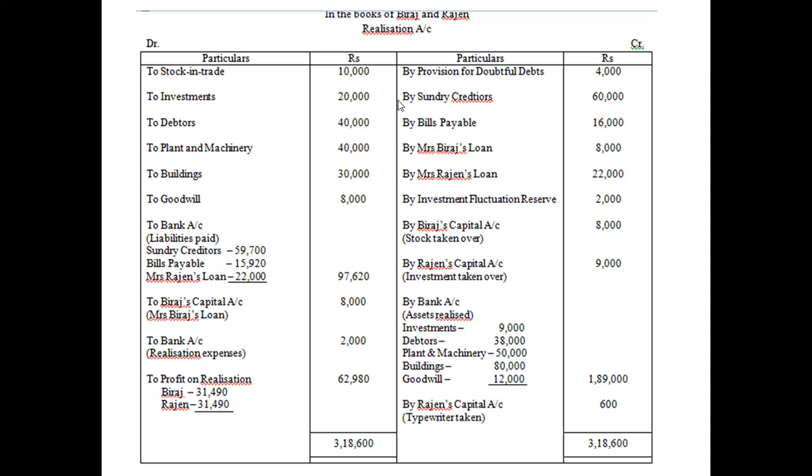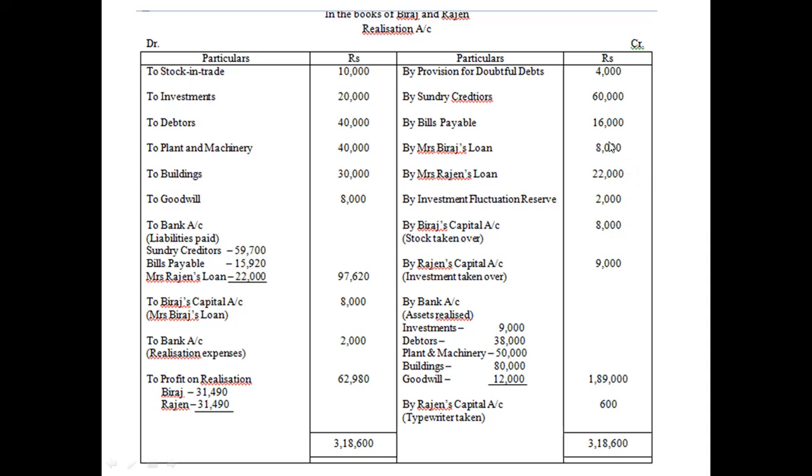In the liabilities column we have sundry creditors. After that we have bills payable. Then we have Mrs. Biraj's loan and Mrs. Rajan's loan. The wife's loans are considered to be external liabilities, so they appear as external liabilities.